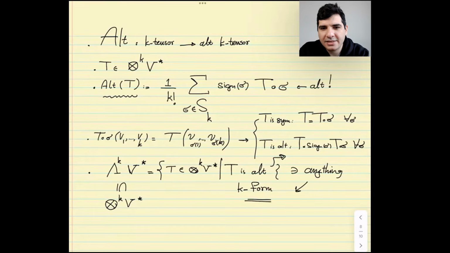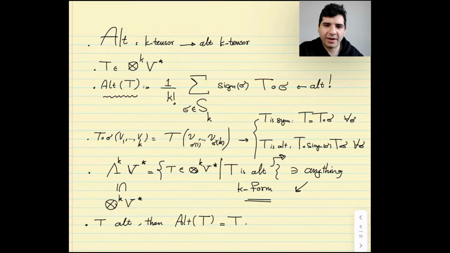So I say T is a k-form if it's an alternating k-tensor. This is just a new word. If T in V* is alternating, then Alt of T equals T. So that 1 over k factorial is actually for this. If we wouldn't divide by k factorial, there would be a constant somewhere in this equation. Okay, great.